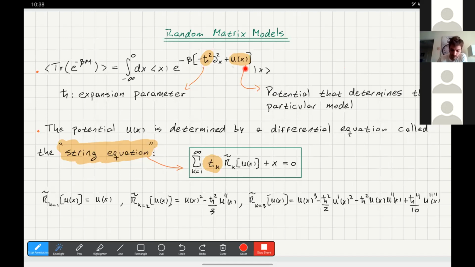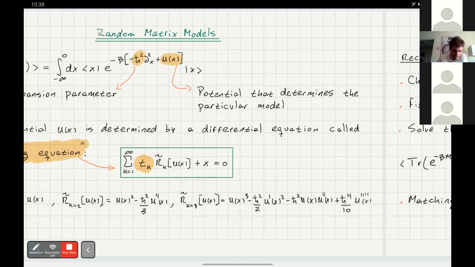Good. So this central quantity is this potential U, and you might ask, how are different double scaled matrix models related? They're related through different U's. The way U is determined is by something called the string equation, which is nothing more than a differential equation satisfied by this potential U of X. And here I wrote a couple of examples of what this string equation can look like.